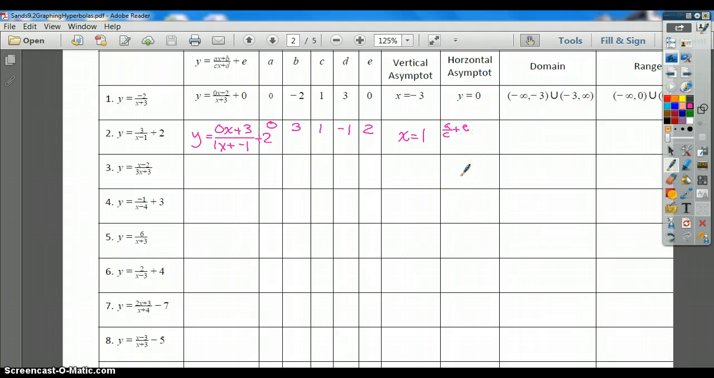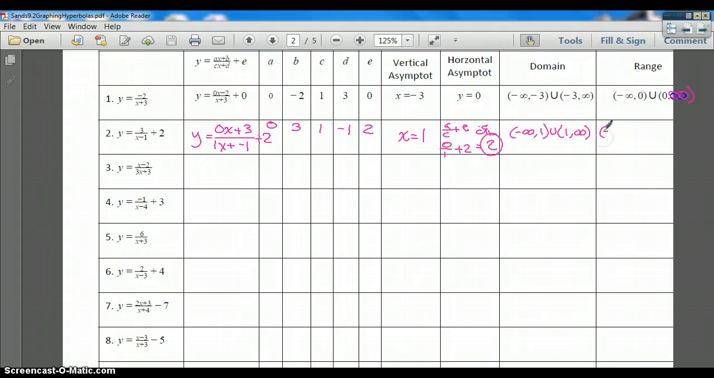My horizontal asymptote, remember, is not A over E, it's A over C plus E. So this looks like 0 over 1 plus 2. So that's going to be 2. Horizontal asymptote at y equals 2. Okay, domain. Domain will be all real numbers except for this guy. So I'm going to go negative infinity to 1, and then from 1 to positive infinity. My range will be from negative infinity to 2, and then I pick up at 2 and go to positive infinity. All right, so there's number 2.